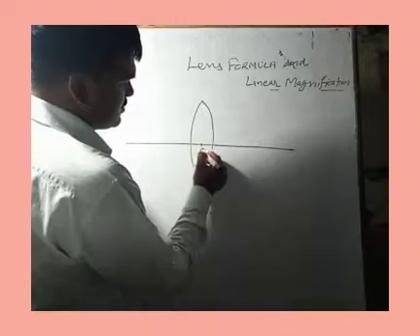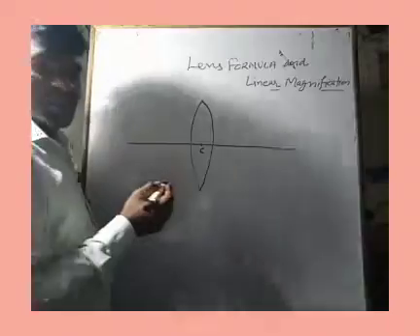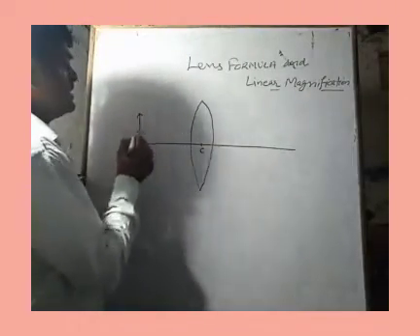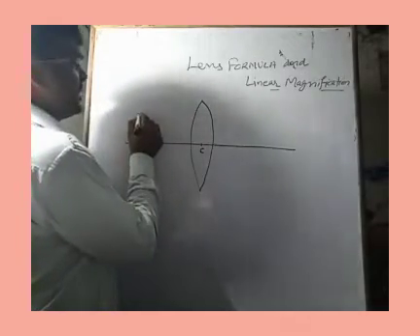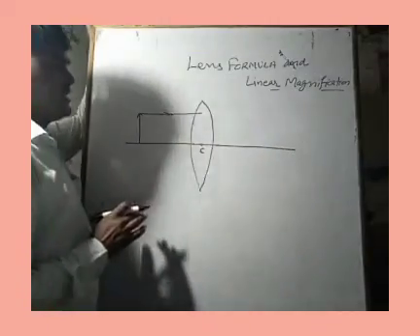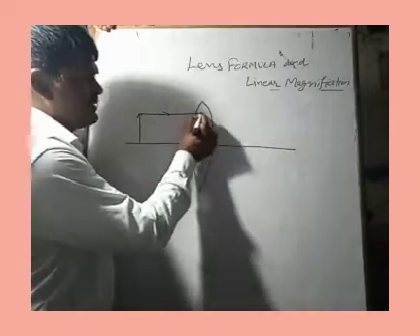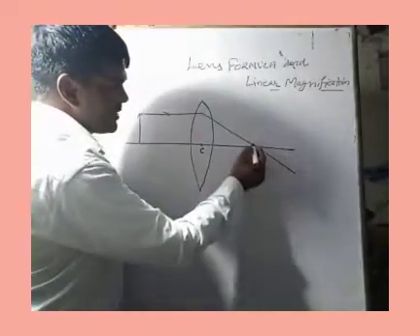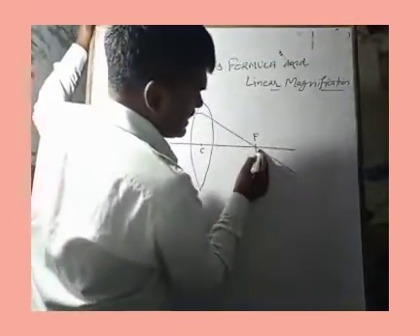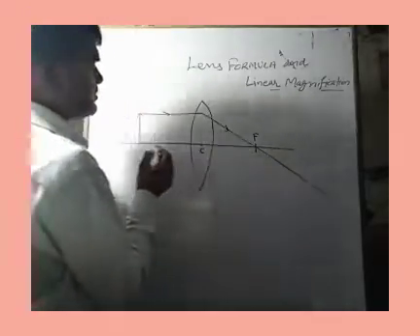Here C is known as the optical center of the lens, and let the object be placed here somewhere. You have learnt by ray diagrams that when a ray is falling parallel to the principal axis, after refraction it will pass through the principal focus of the lens. Let's produce it as long as you can.